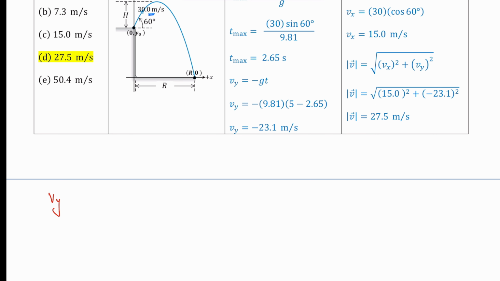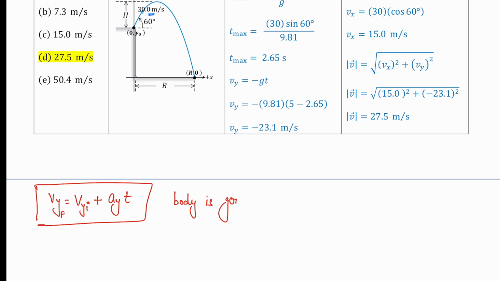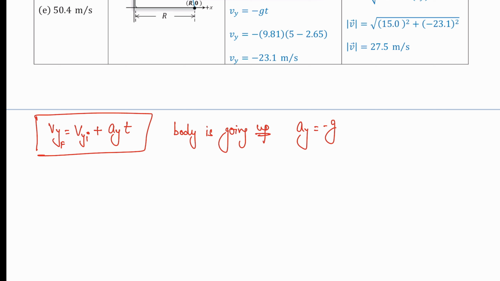Find Vy. So Vyf is equal to Vy initial plus Ay t. Okay, I told you just put this value as per the situation. The body is going up. We are taking this case, going up. In that case, Ay should be equal to negative g. Now place the value and solve it. This is the first part. Second part, Vy initial, which is equal to V naught sine of 60 degree.